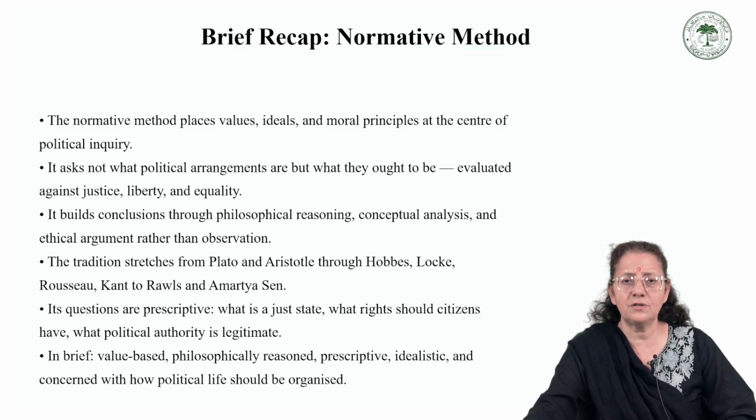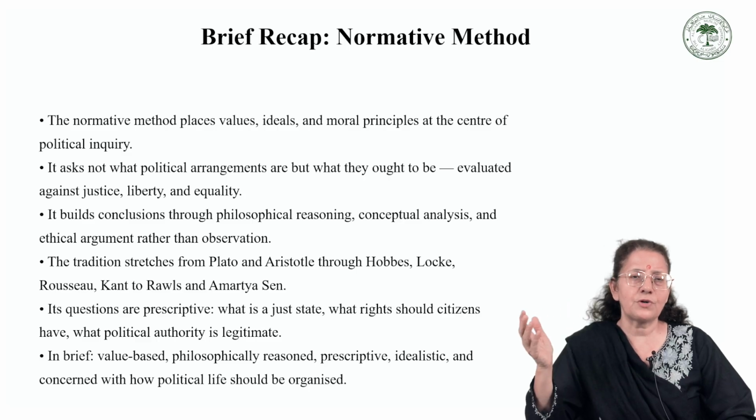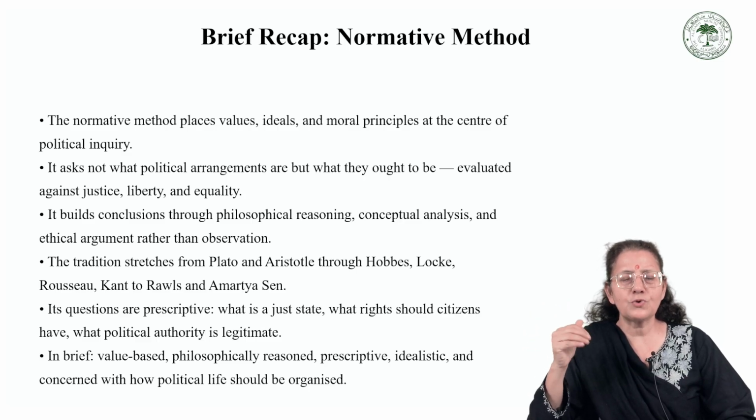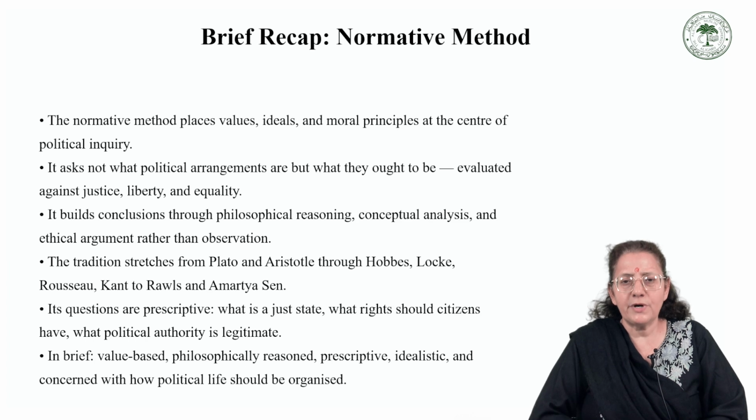The normative tradition stretches from Plato and Aristotle in ancient Greece, through the great social contract thinkers like Hobbes, Locke, Rousseau, and Kant, to modern political thinkers like John Rawls and Amartya Sen. Each contributed to a rich and ongoing intellectual tradition of thinking carefully and rigorously about what political life ought to be. In brief summary for today's comparison, the normative method is value-based, philosophically reasoned, prescriptive, idealistic in orientation, and concerned with how political life should be organized.